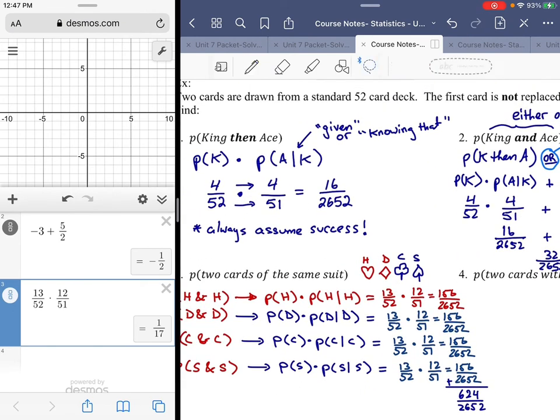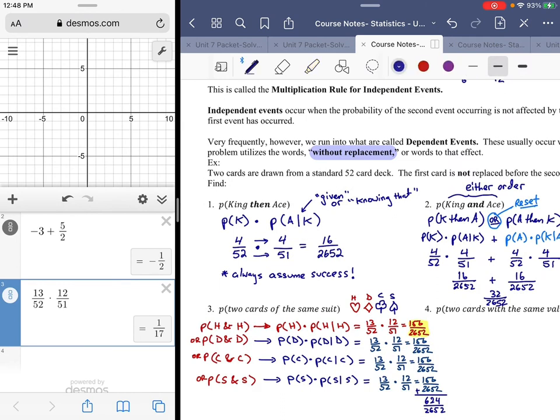Or we could have just taken this one answer, one computation, just this one over here, and said, we're going to have 3 other scenarios that are just like that. Why not just multiply that by 4? 3 other scenarios in addition to the one that we have, and we'll have it. You know, 624 over 2652. All right, so you can get it that way also. A lot of options.